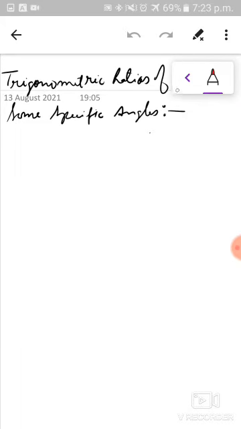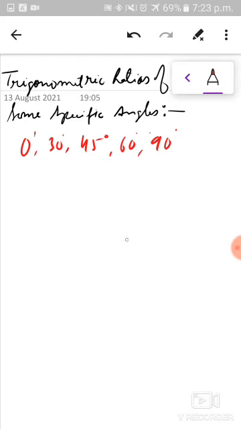Trigonometric ratios of some specific angles, and those angles are 0 degree, 30 degree, 45 degree, 60 degree and 90 degree. So in this section we will find the values of the trigonometric ratios for 30 degree, 45 degree, 60 degree. For 0 degree and 90 degree we will have a new video.